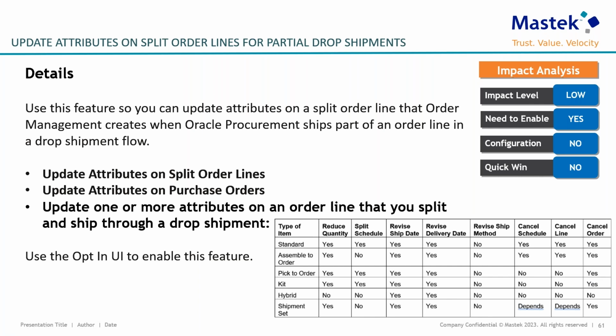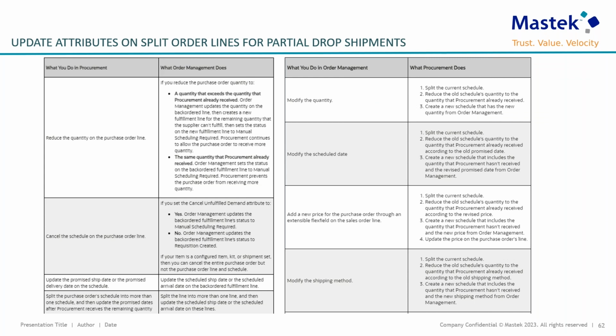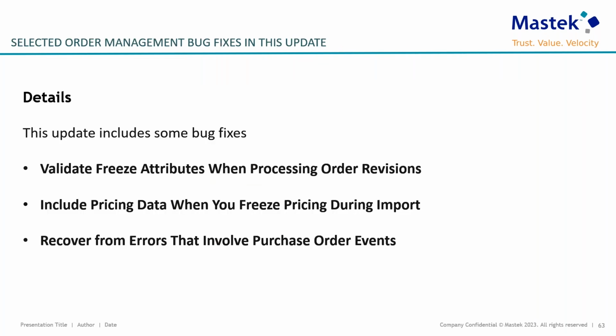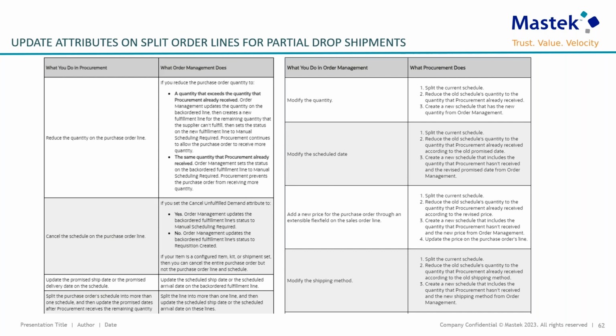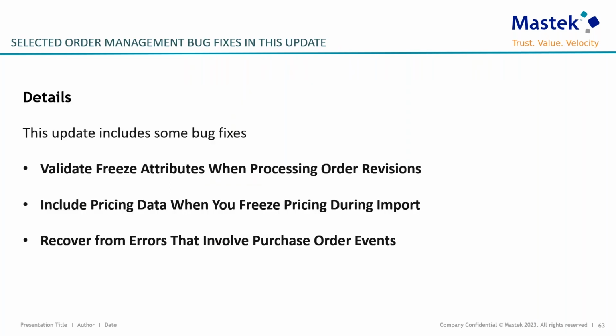So once we enable it, we can perform a few test cases, and based on that we can confirm whether this attribute is useful or not. These are some attribute changes when we perform any changes in the procurement. What has impacted in order management has already been mentioned here.